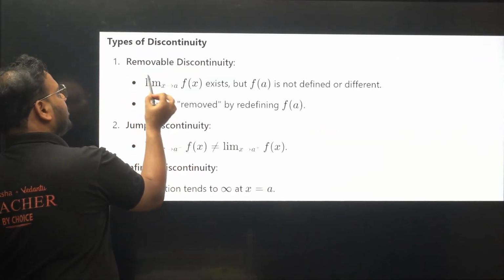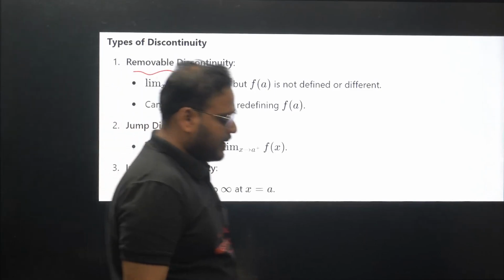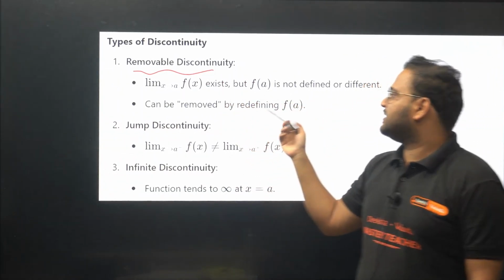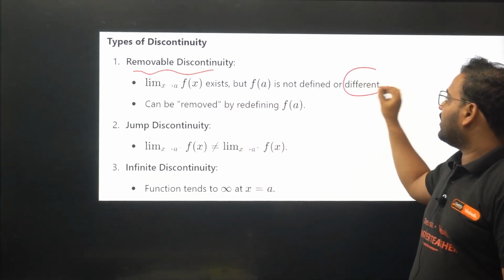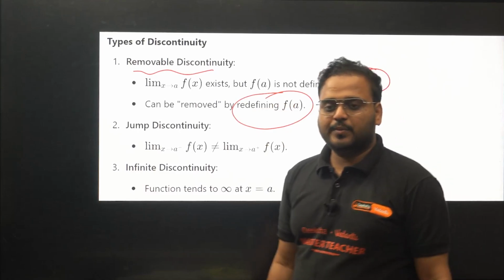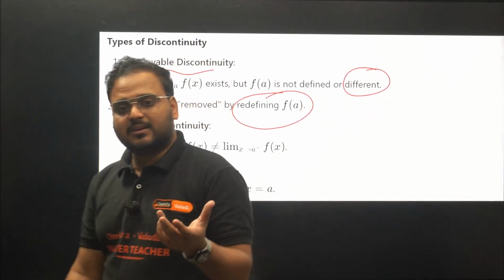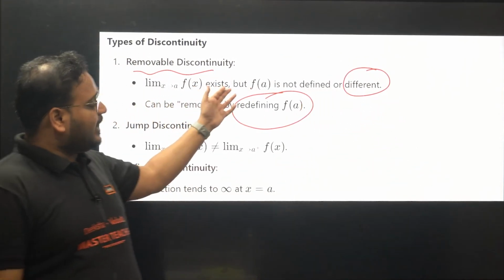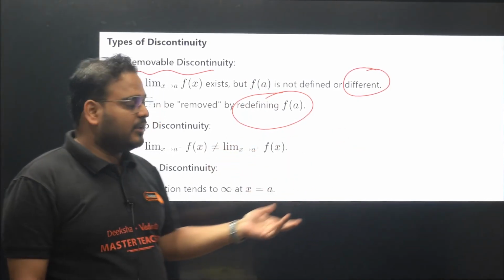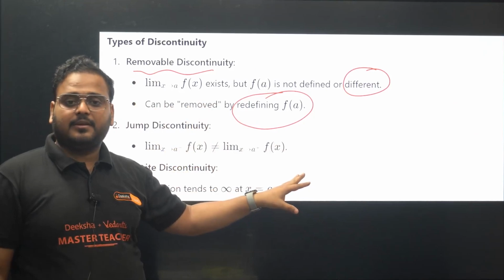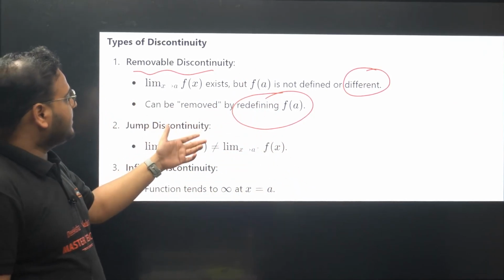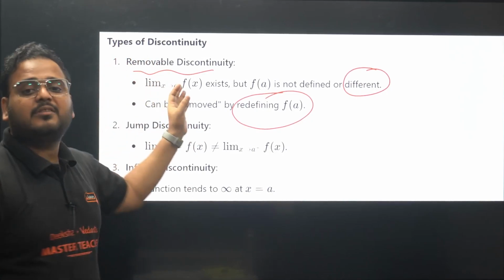We have removable discontinuity. Whenever the limit exists but f of a is not defined or f of a is not equal to the limit, you're going to define f of a again, define the function again. So the limit exists, but your f of a value might be different or not defined only at that point. Then you define the function again, and continuity is validated. So we call this removable discontinuity.